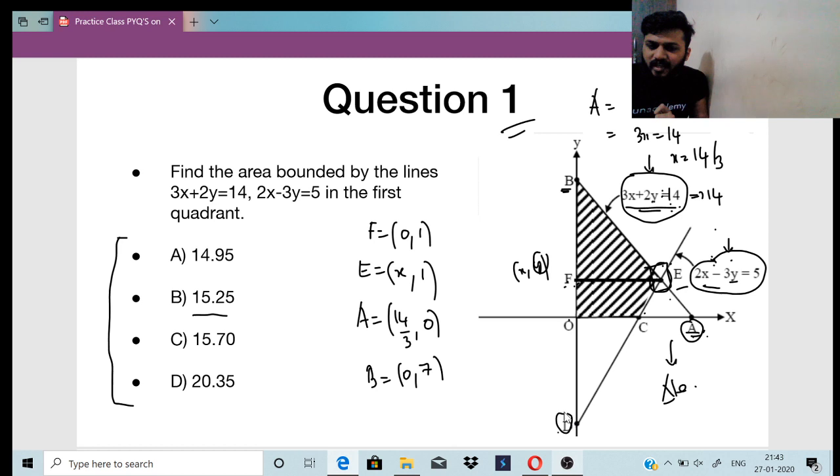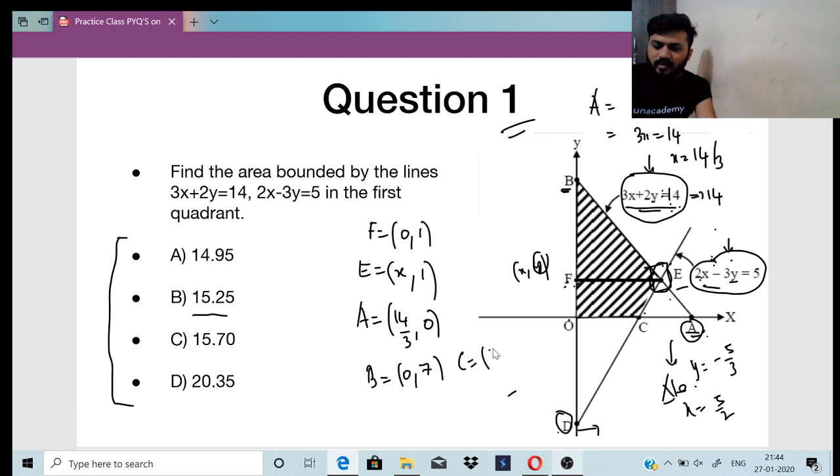Then here D, the term will be negative. It is given as 2x minus 3y equals 5. For C, you put x equals 0, and for D, you put y equals 0. Putting x equals 0, you get y equals minus 5 by 3 for C. And for D, 2x equals 5, so x equals 5 by 2.